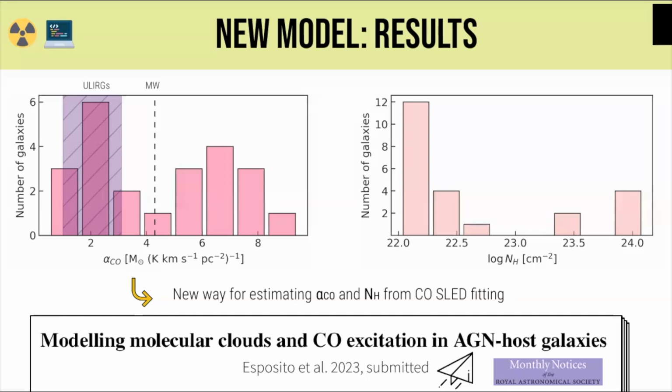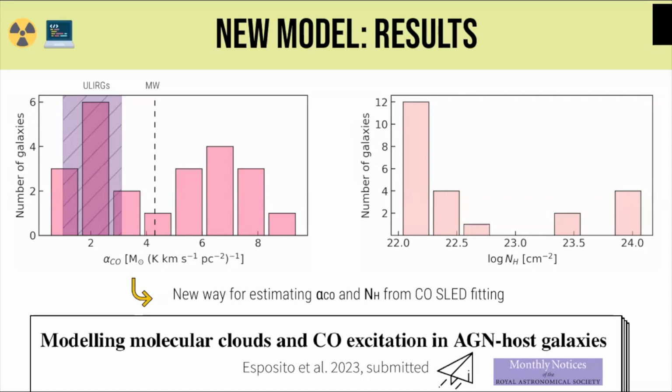For the alpha CO is the histogram on the left, and for the column density is the histogram on the right. For alpha CO, we are recovering reasonable values from our models. Some of them are consistent with galactic values, which is the dashed line. Some others are consistent with starburst galaxies. And for the column density, we are finding low values in general.